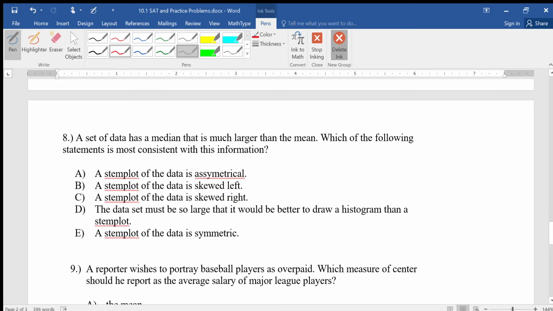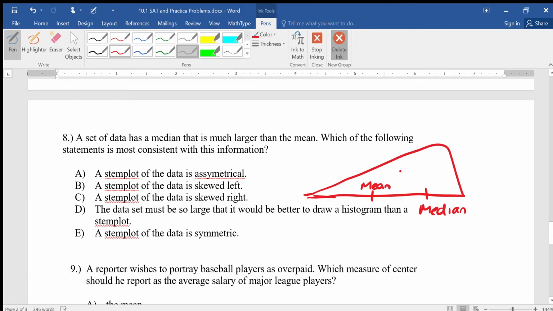A set of data has a median that is much larger than the mean. If I'm going to draw this distribution, my median is going to be over here, and it's larger than the mean, so the mean is going to be slightly less. Because my mean is on the left side, that means the mean is getting pulled to the left because of skew and outliers. So that means the skew has to be on the left side as well. This graph is probably going to look something like this, right? It shows me having a left skew. So my answer for this one says the stem plot of the data is skewed left.